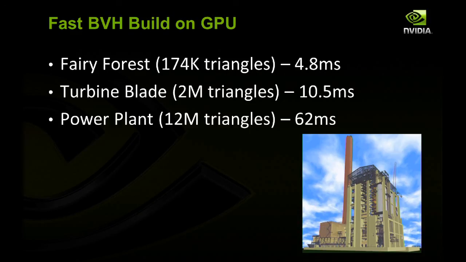Researchers in this area are familiar with the Fairy Forest model. It's only 174,000 triangles, but it can be built in 4.8 milliseconds. So if that much of your game scene is changing per frame, this could be suitable for you. The turbine blade, another standard model, 2 million polygons, builds the BVH in 10 milliseconds. And then the power plant model, which has been used as a massive model for 15 years to the point where it's not so massive anymore, we can build the BVH for in 62 milliseconds.